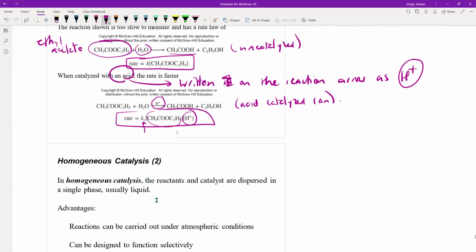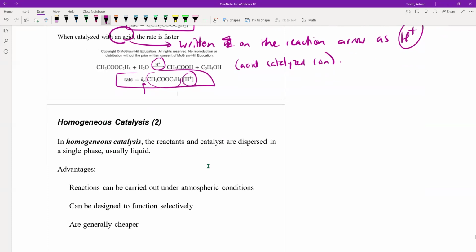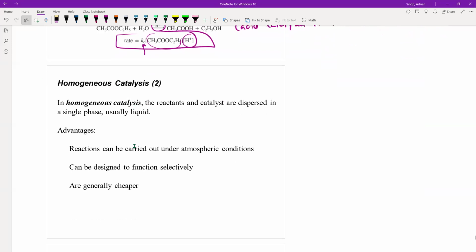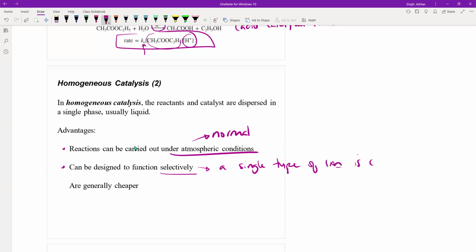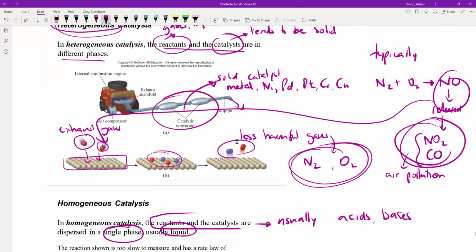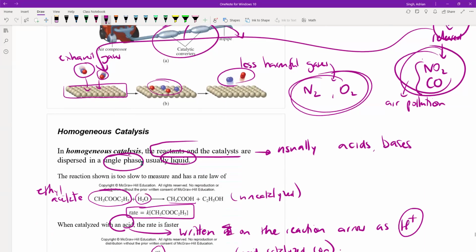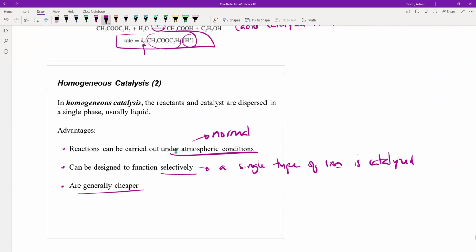Now, some of the benefits of homogeneous catalysis compared to heterogeneous catalysis is that the reactions typically can be carried out under normal atmospheric conditions. So we don't need, for example, high pressures for this to occur. These can be designed to function selectively, meaning that these catalysts catalyze a single reaction or a single type of reaction, as opposed to just all the reactions that we come across. And then most importantly, they tend to be generally cheaper because we don't need any of these super precious metals, things like palladium and platinum and chromium, etc., for the process to happen, right? So there are advantages to this.